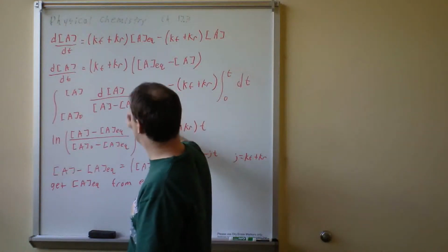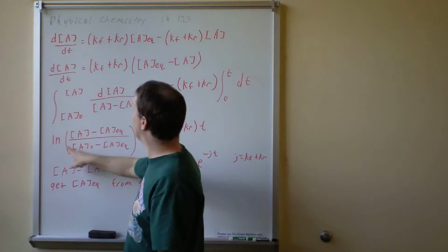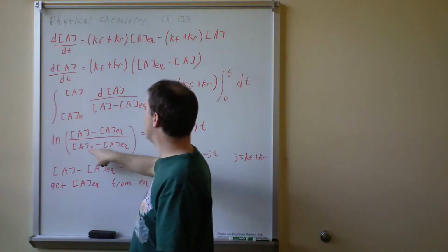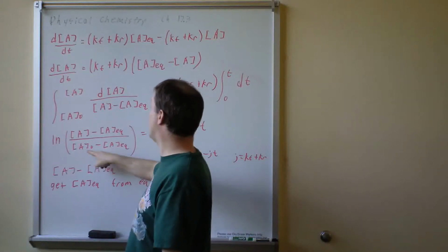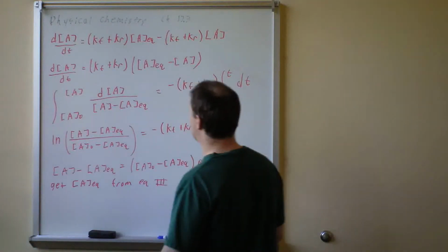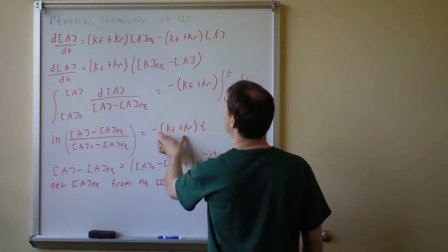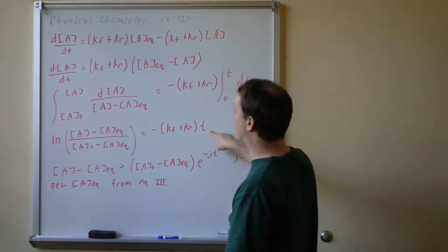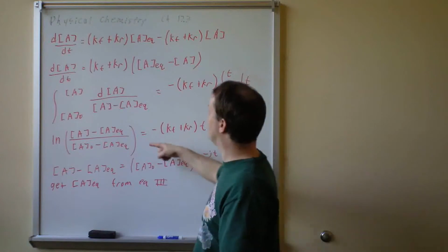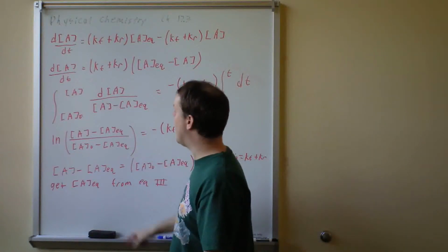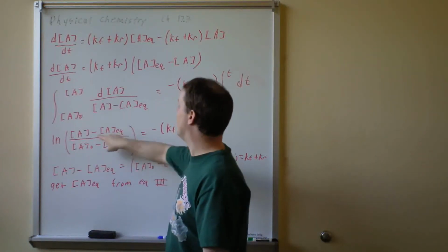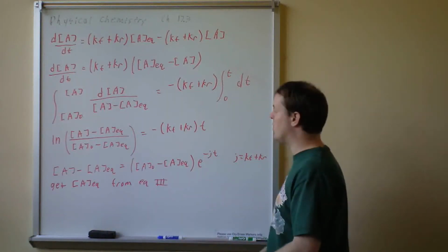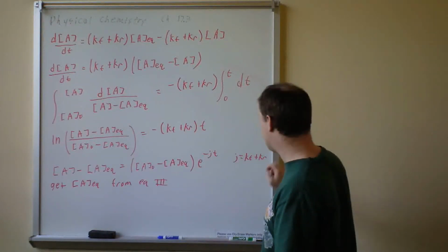So the integral of 1 over this is going to give us just natural log. So we get the natural log of the concentration of A minus the equilibrium concentration of A divided by the initial concentration of A minus the equilibrium concentration of A. And that's equal to minus the forward rate constant plus the reverse rate constant times time. Notice this equation has three different concentrations for A: the initial concentration, the current concentration, and the equilibrium concentration. So if you're doing a problem, make sure you pay attention to which concentration goes where.